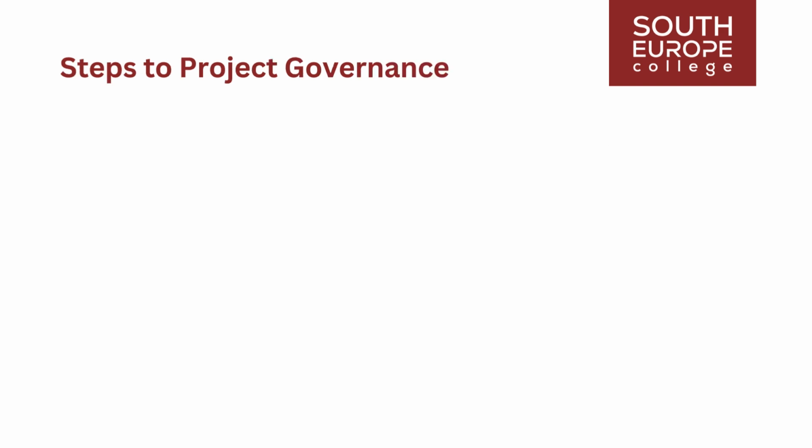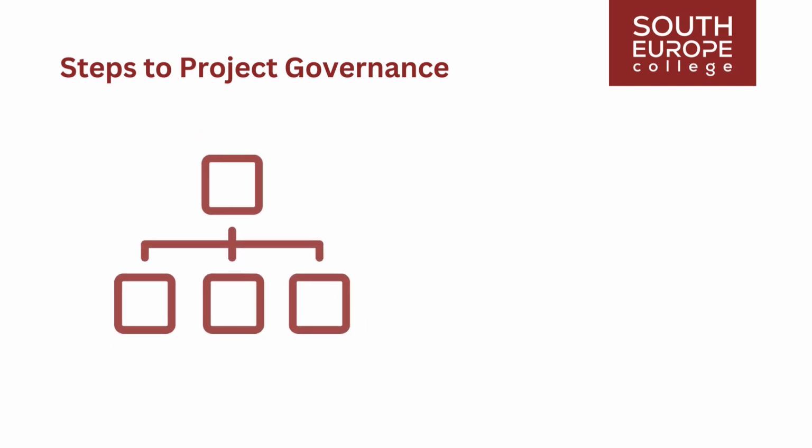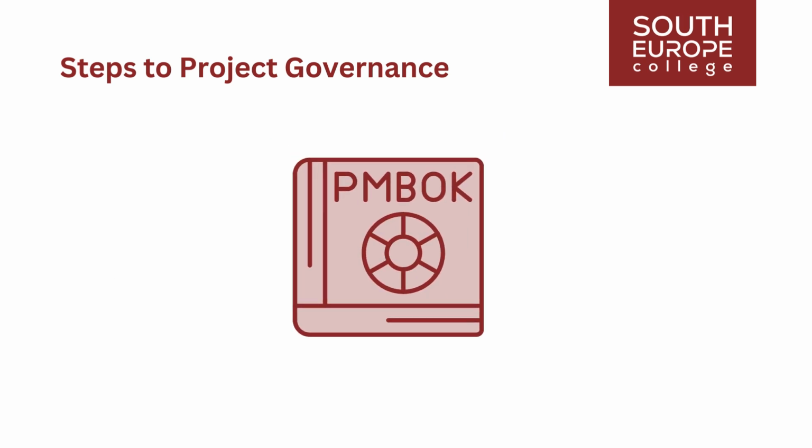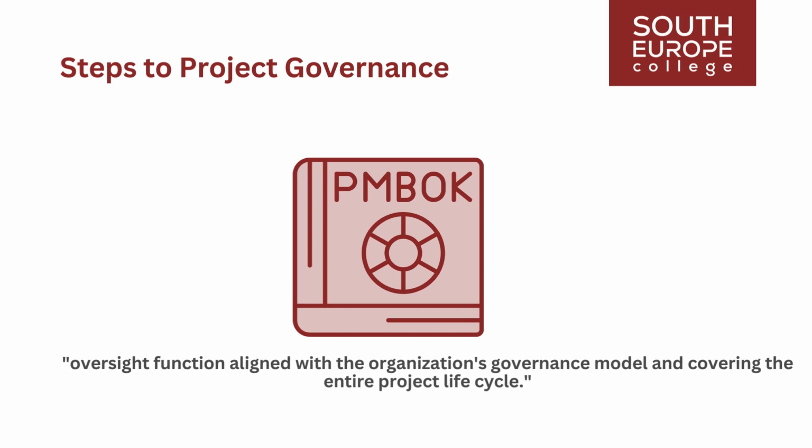Typically, project governance involves steps that can be executed linearly for straightforward projects or cyclically for more complex endeavors. This approach aligns with PMBOK's definition of project governance, characterizing it as an oversight function aligned with the organization's governance model and covering the entire project lifecycle. These essential components seamlessly integrate into the governance lifecycle, mirroring steps within the overarching project lifecycle.